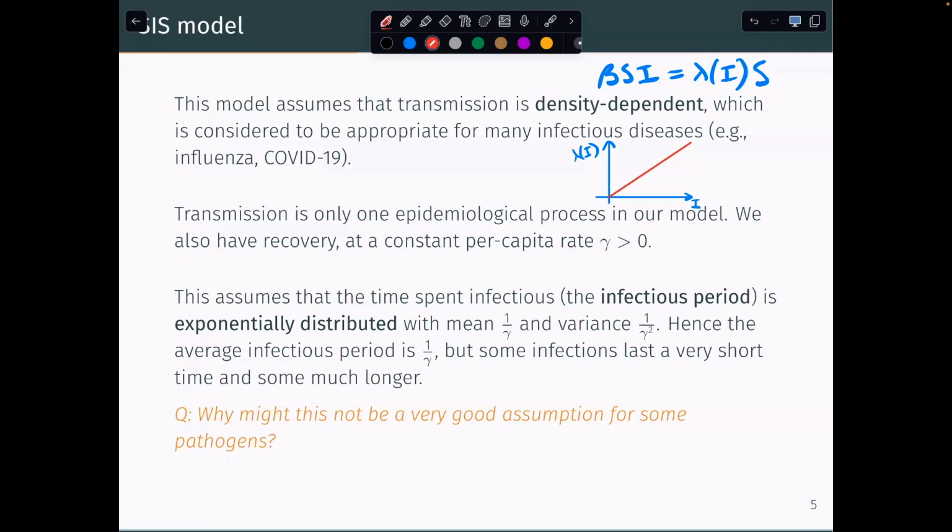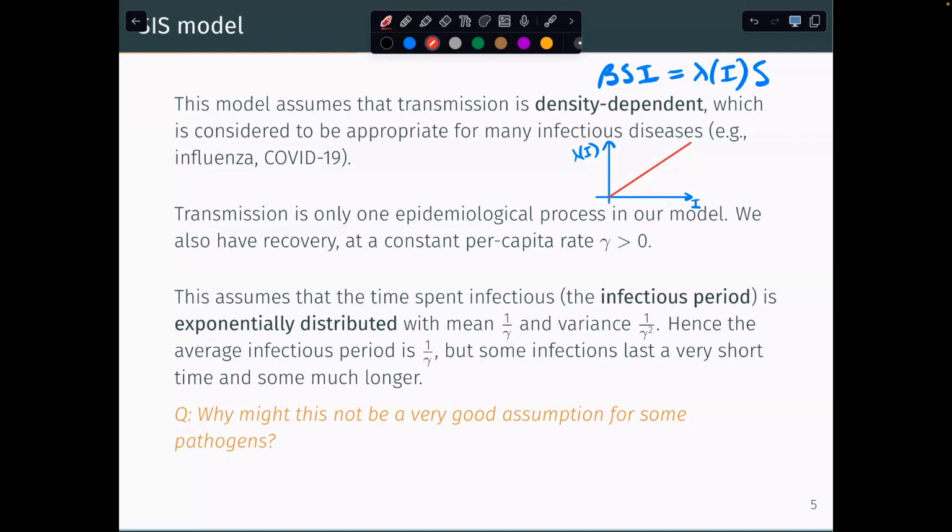There are many cases where you don't want to have this kind of transmission, maybe something like sexually transmitted infections, where, say, in a city of 10 million people versus a city of 1 million people, you wouldn't necessarily expect the sexual contact rate to be 10 times higher in the city that has 10 million people. So sometimes for different infectious diseases, you have to account for these slight differences.